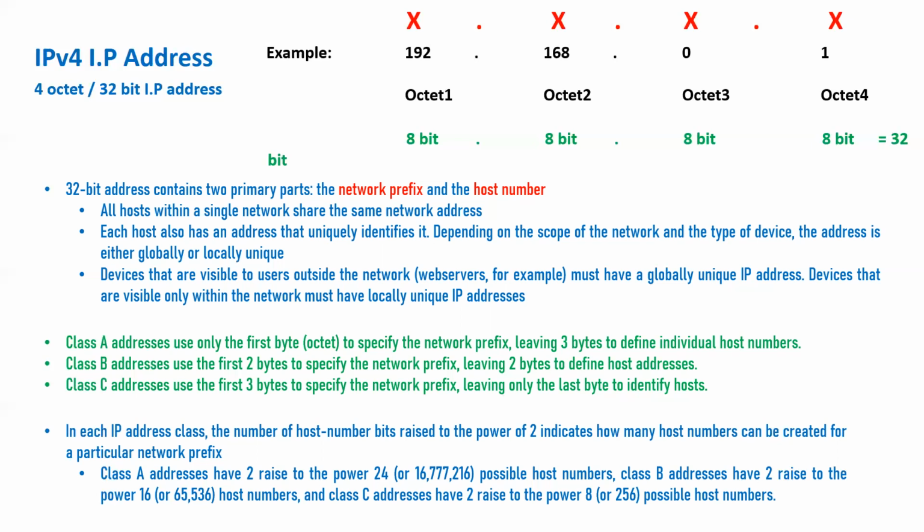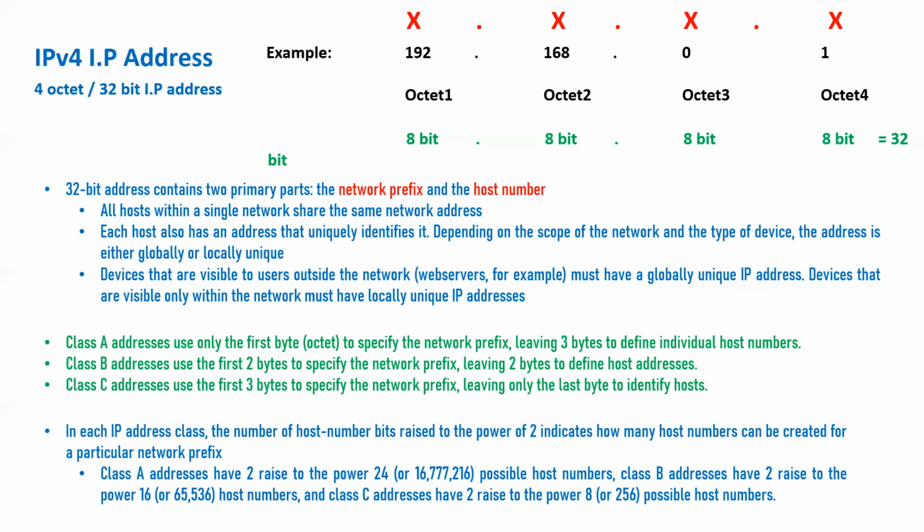Okay, and it will come to 16,777,216. So these are the possible number of hosts that you can define in a class A address. Similarly, if I go to class B address, you have 2 octets available for the host. That means you have altogether 16 bits there. So you can say 2 raised to the power 16 is 65,536 hosts.